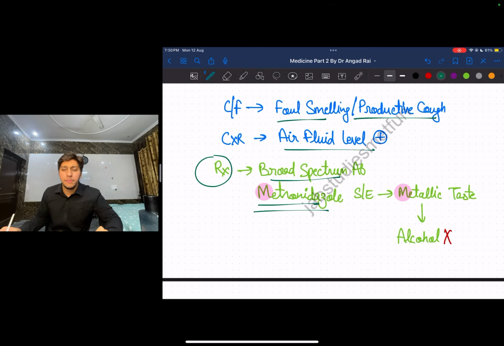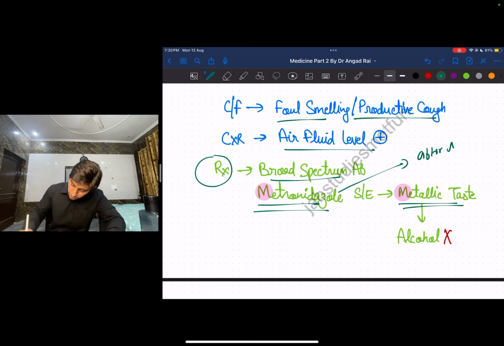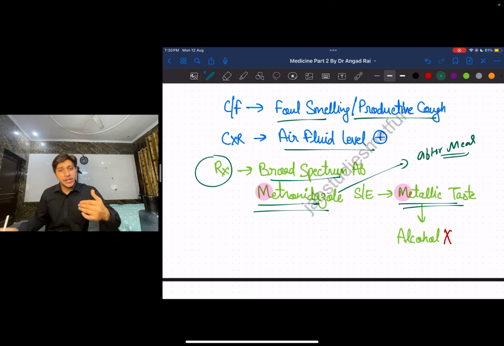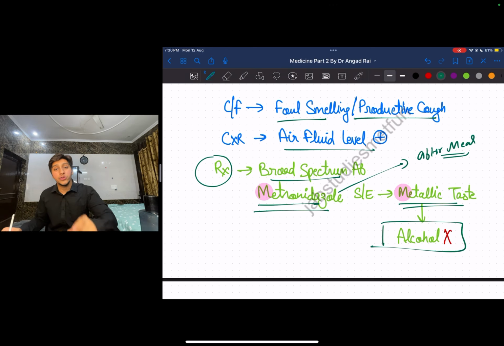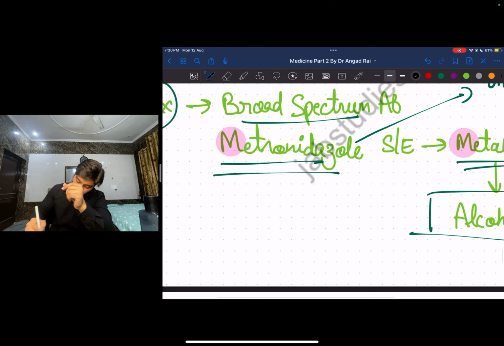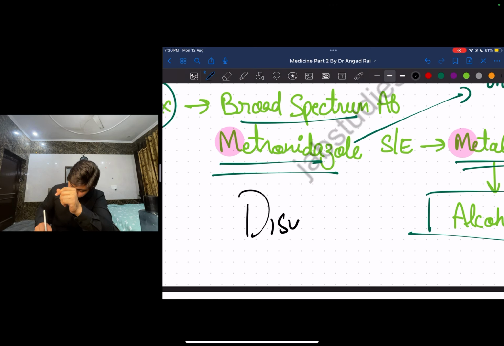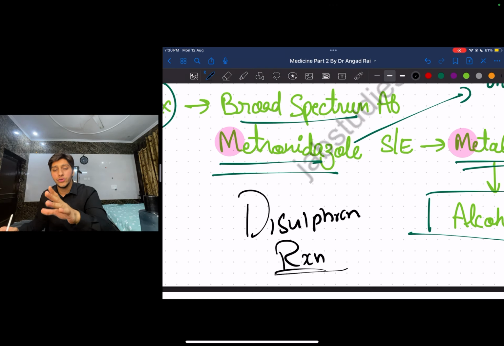Now, the side effect of metronidazole, guys, is metallic taste. You will not feel like eating food or something like this. That is why always give metronidazole after meal, so that you will eat the meal and then you can take it. Okay? Remember, guys, you never give the patient alcohol, and you remind the patient not to take alcohol if taking metronidazole. Why, guys? There is a reaction. What is the reaction, guys? It is disulfiram reaction. Now, what is disulfiram reaction, guys? I hope you are able to pause the video and remind yourself what the reaction was, because next I'm going to talk about that only.